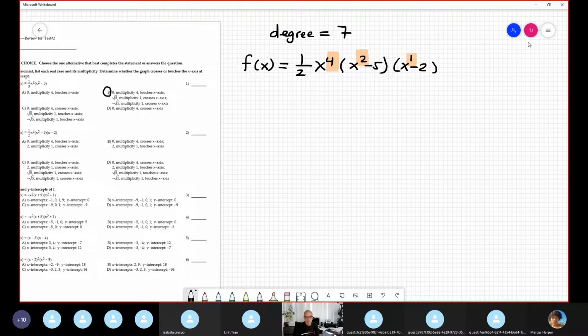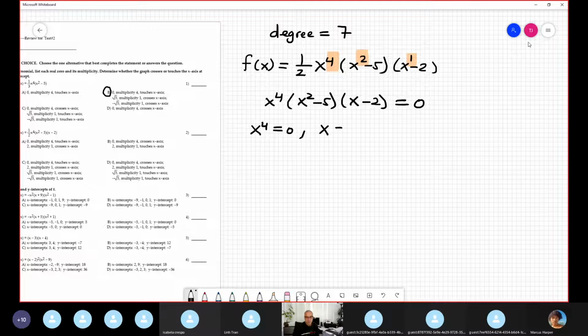So the zeros: I take 1/2 x to the 4th power, x squared minus 5, x minus 2, and put it equal to 0. Immediately I saw, wow, this 1/2 is completely useless. It is not participating in the game. Now we have three factors. X to the 4th equals 0, similar to example 1. X equals 0, multiplicity 4, therefore touch. Touch what? The x-axis.